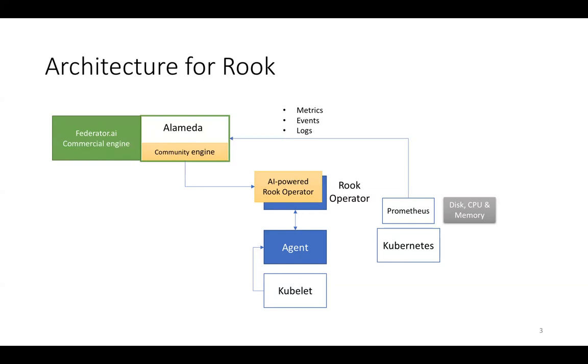So with the Alameda community engine, I'm not familiar yet with this project. Is that something that's had a whole lot of versions already released, and it's a project that's been around for a while? Or can you tell me a little bit about the history of that open source community project? It's just the code name we decided for the Rook. Yeah, we have a different project name.